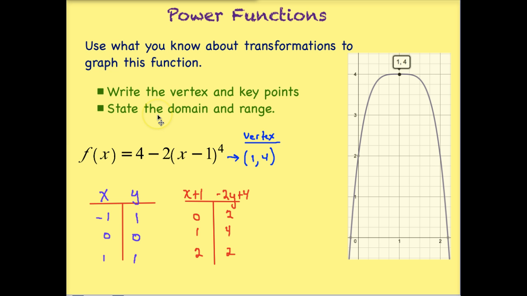Now let's state the domain and the range. So what is our domain? Well, remember that these end behaviors will continue down and to the right forever. So our domain is going to be negative infinity to positive infinity. How about the range? Well, our range is going to be down here, negative infinity, but then we're only going to go up to 4. So for our range, we'll have negative infinity all the way up to 4, and we do include the 4, so we need that bracket.